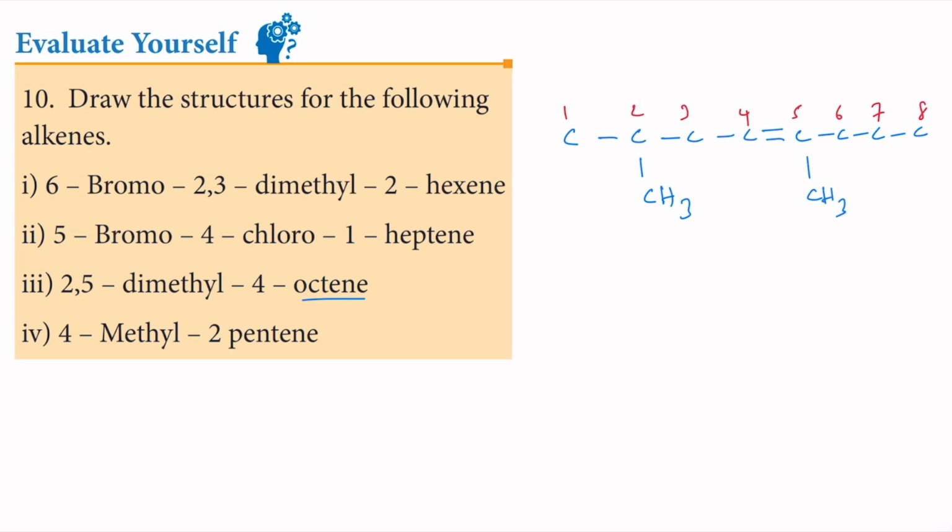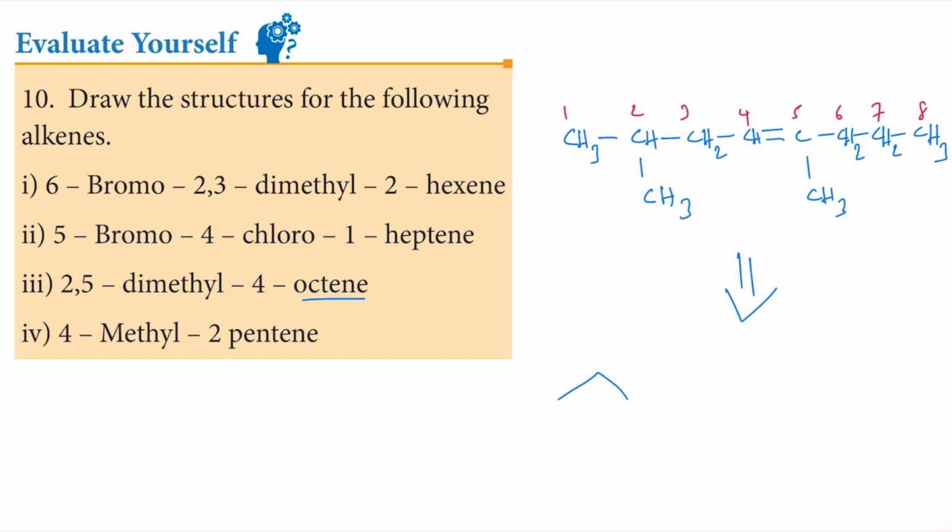Let's fill hydrogens at other places to satisfy the valency of carbon. Here it should be CH3. Here it should be 1 hydrogen. At position 3, 2 hydrogens. Position 4, 1 hydrogen. Position 5, the valency of carbon is already satisfied. Position 6, 2 hydrogens. Position 7, 2 hydrogens. Position 8, 3 hydrogens. Now let's draw the corresponding structure in bond line notation.